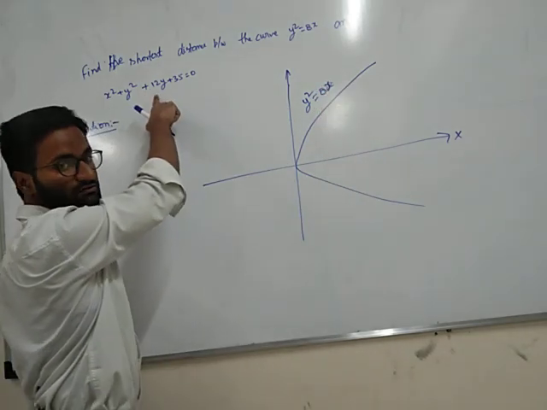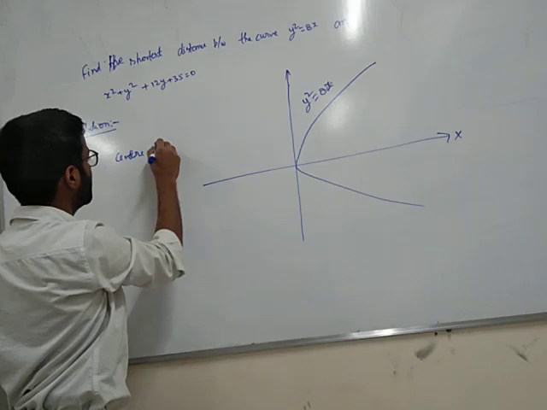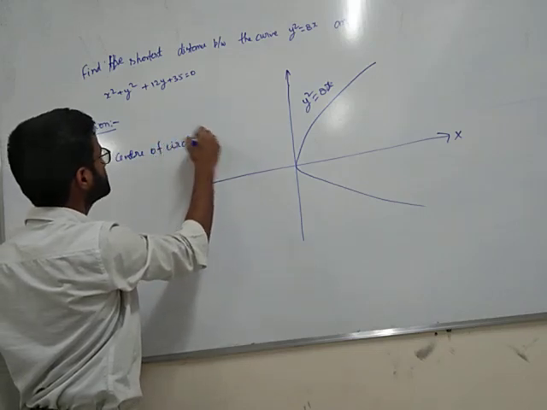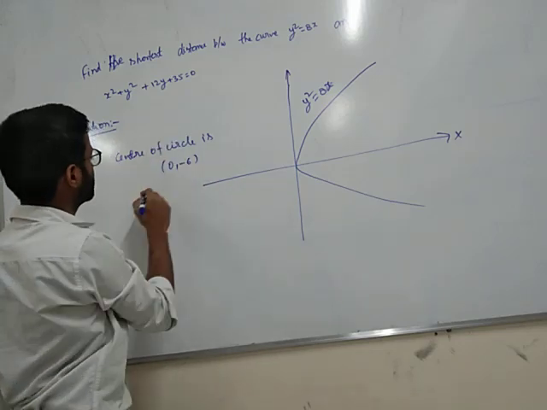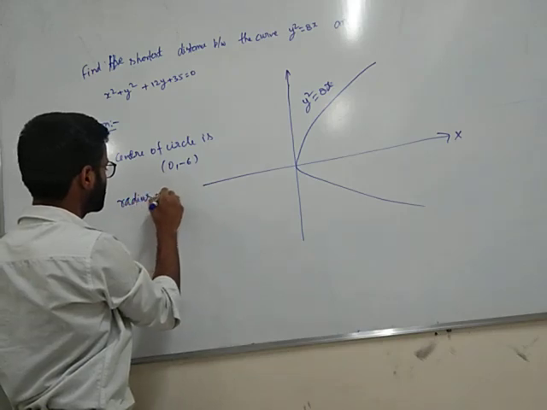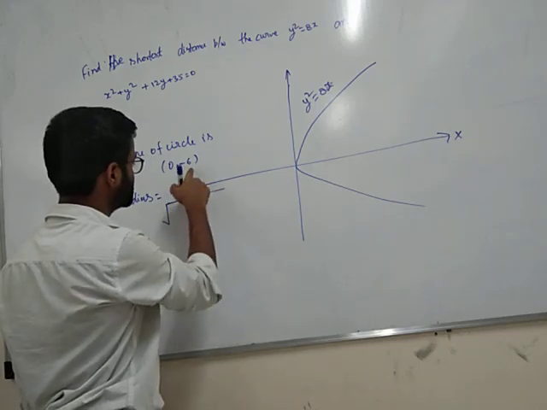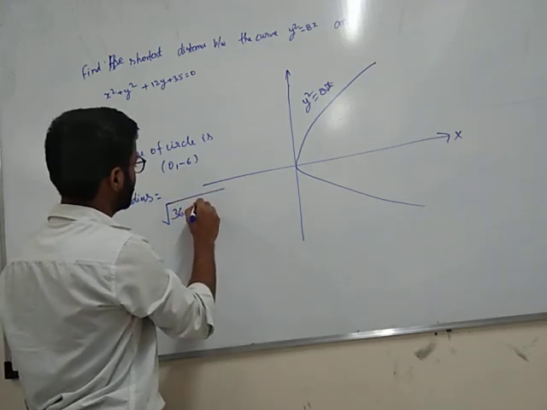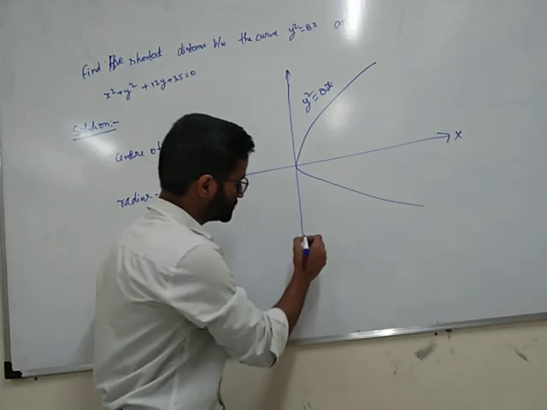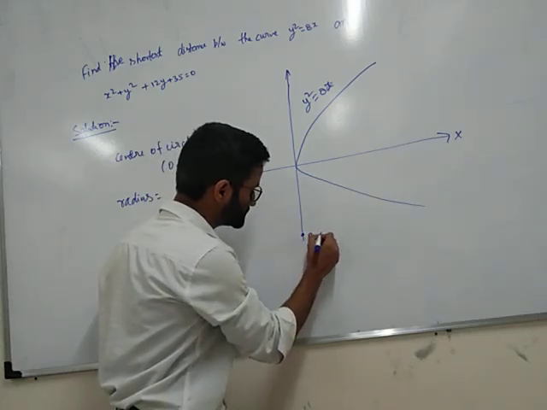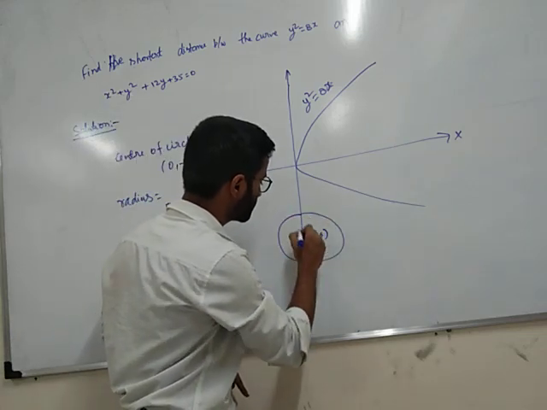And what about this? The center of the circle is 0 comma minus 6. And what about the radius? Root of g square plus f square minus c. g is not present here, only f is here, so 36 minus 35 means 1. Radius is 1. So 0 comma minus 6 is here, and radius is 1. So approximately, suppose this is the circle.